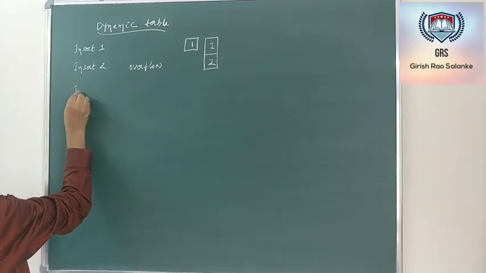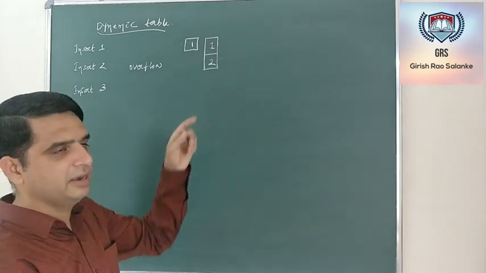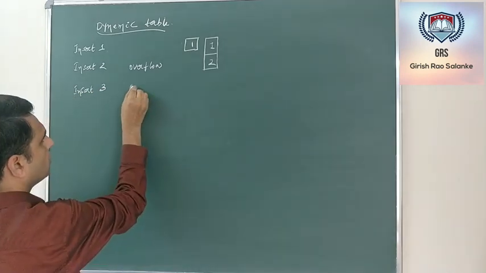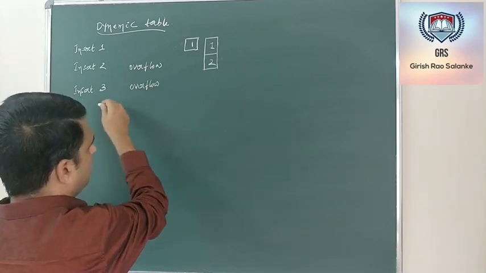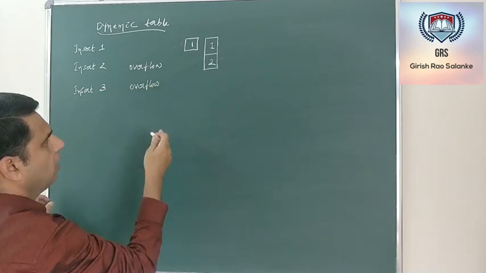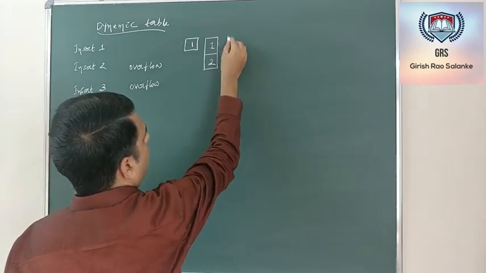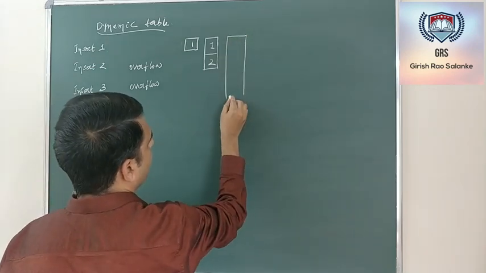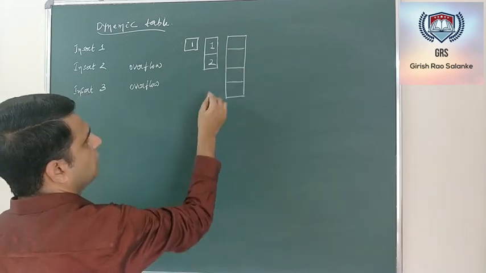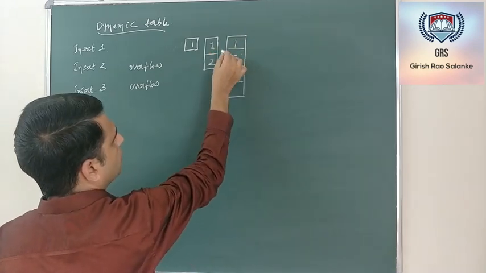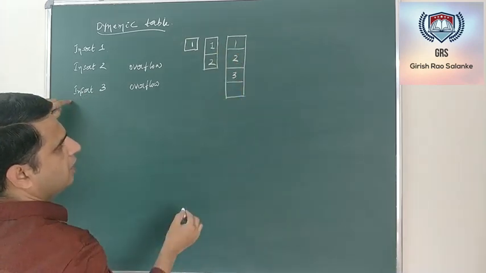Now, if I insert 3, is there space to insert 3? No. Even in this case, it is overflow. Now, if it overflows, what do I need to do? I need to double the size of the hash table. So earlier there were 2 slots in the hash table. Now if I double, I will have 4 slots. Now in the first 2 slots, I will copy the first 2 elements, and the third element will be copied at the third position.